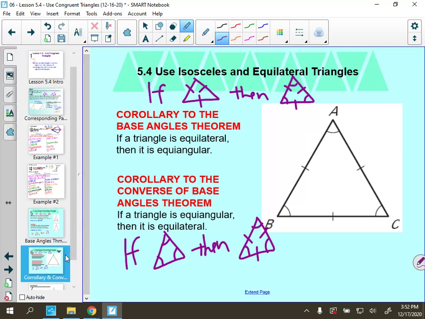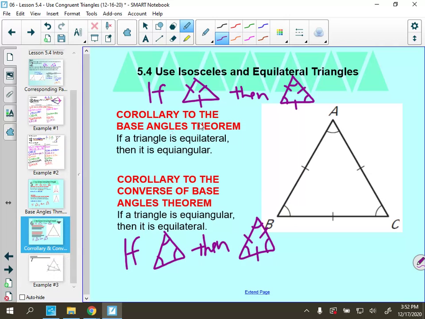Great. So we're not going to use these theorems, so don't feel like we're going to use these in proofs or anything like that.